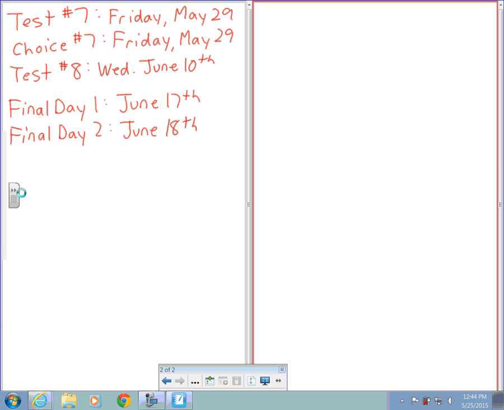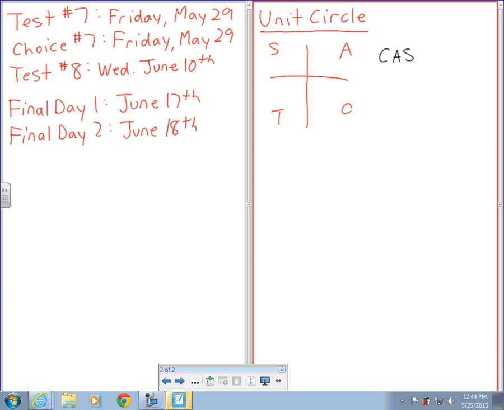Here we go, unit circle. Okay, I'm going to draw here the cast rule. What the cast rule is used for, it uses reflections to reflect the angle to Q1. Now this is Q1 right there. Okay.